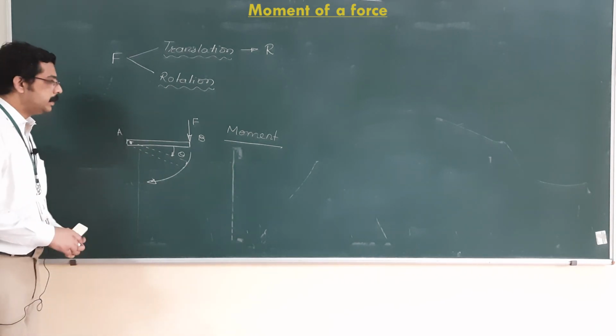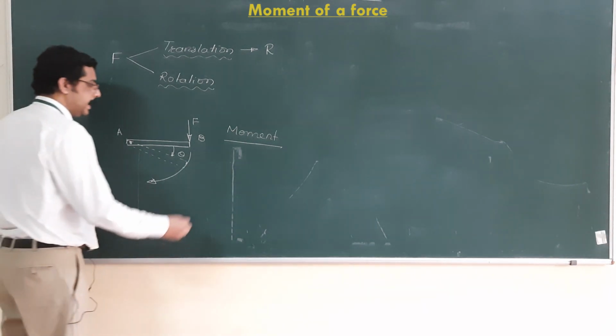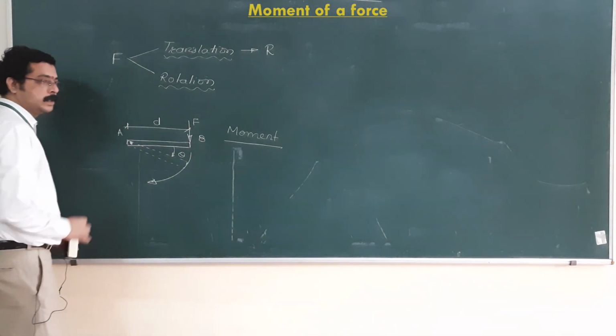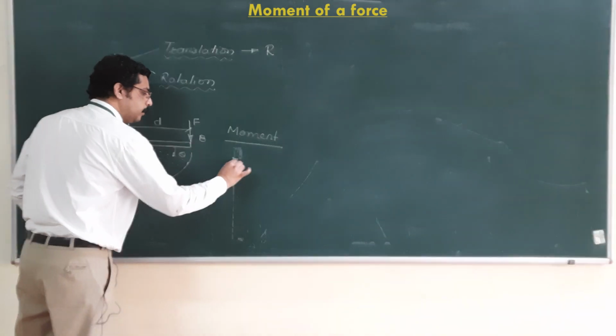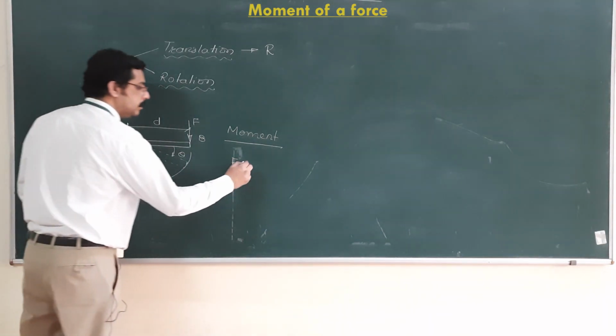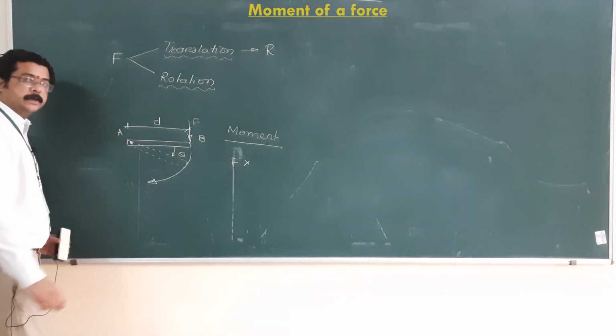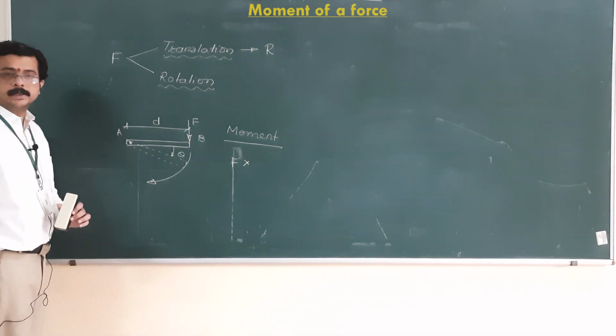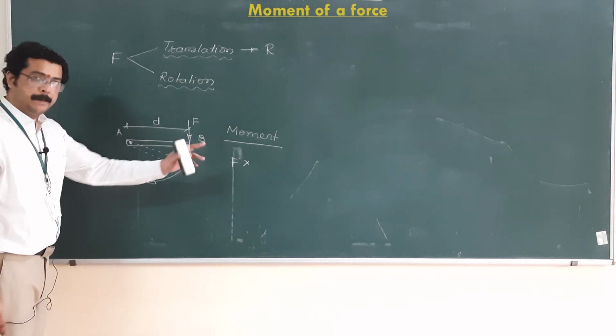Now how this moment is found out? Moment is found out as magnitude of the force F multiplied by the perpendicular distance. Whenever we say distance, it has to be between 2 points. So F into perpendicular distance.